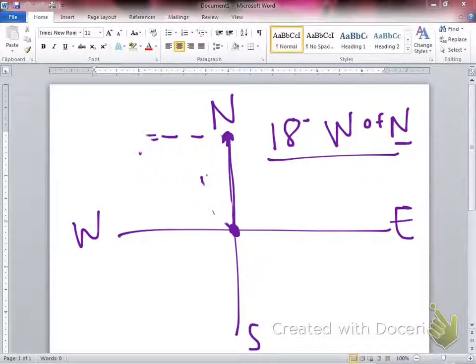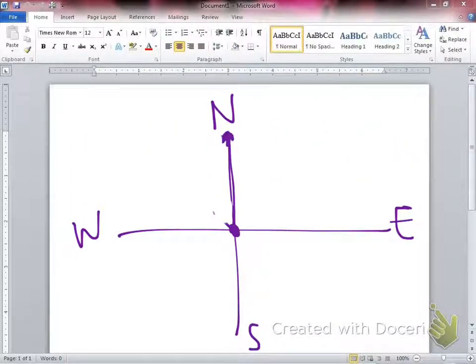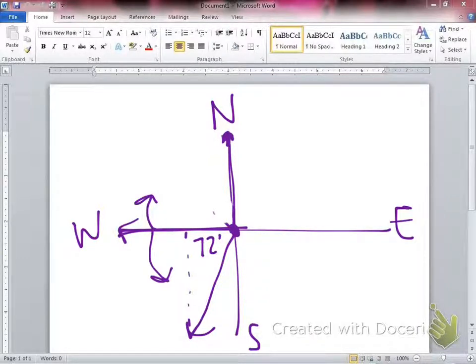All right, let's try another one here. So here's my 72-degree angle. What axis is it touching? It's touching the west axis. Is it north of west or south of west? So this angle is 72 degrees south of west. Okay, does that make sense?